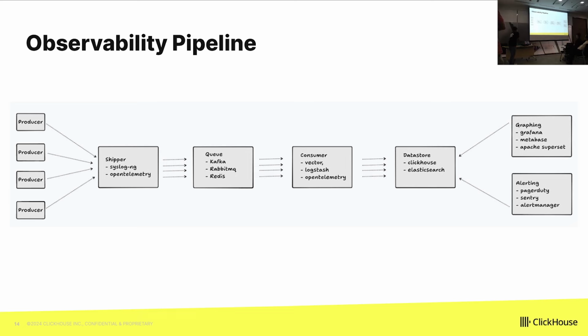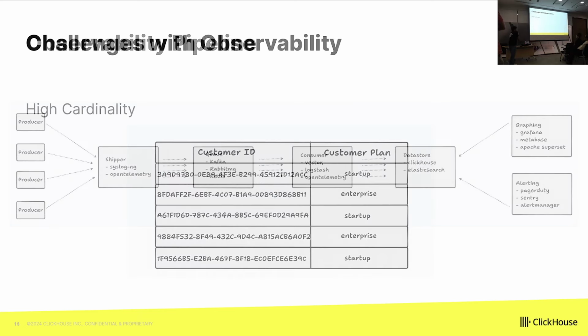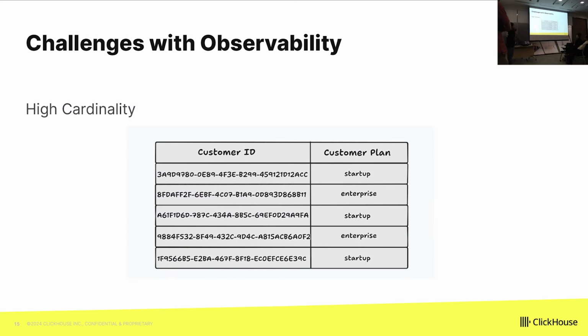Looking at this typical observability pipeline, one of the major challenges systems have is high cardinality of data. If you have worked with Prometheus, you know Prometheus doesn't recommend using high cardinality data as labels. If you are using high cardinality data, it's very easy that your resources will go out of memory, or you will end up using all the hardware resources. So in this table, you can see customer ID is a UUID.